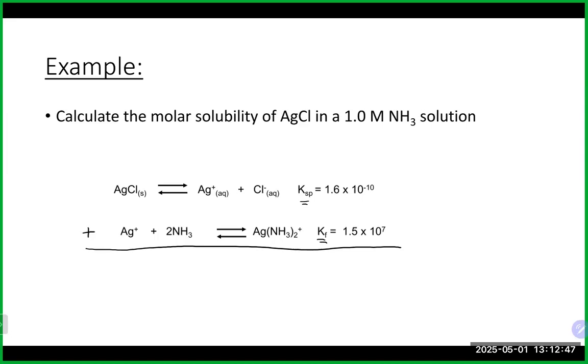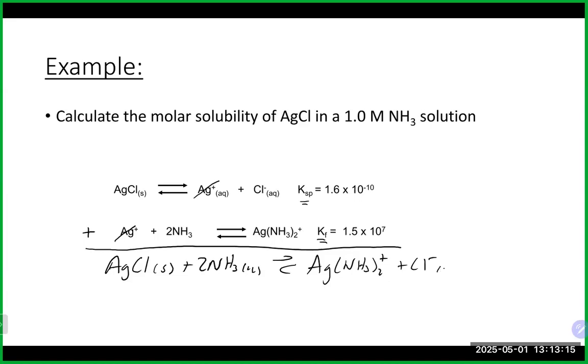And in this particular case, what you will actually see is the silver ion is going to go away. And we will end up with silver chloride plus some ammonia here, going to make our complex ion, and some chloride in this case. Now we could get the K value here by taking the KSP and timesing it by the KF.